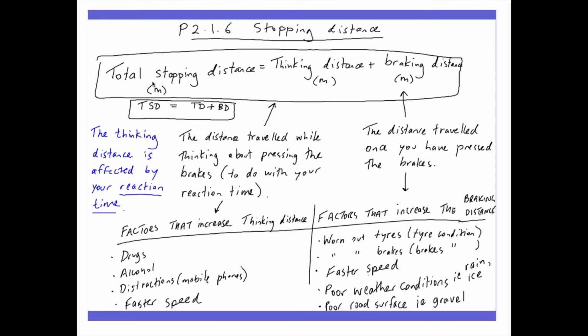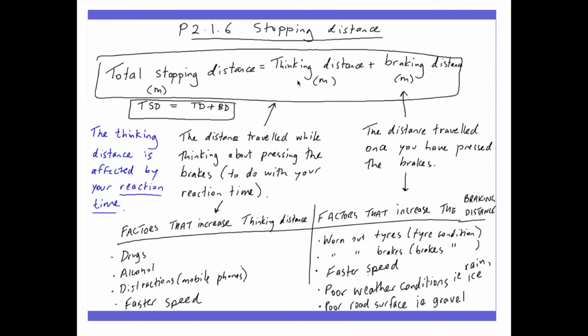So the total stopping distance is made up of two things. It's the sum, which means you add together the thinking distance in meters and the braking distance in meters, and the total stopping distance is in meters as well.